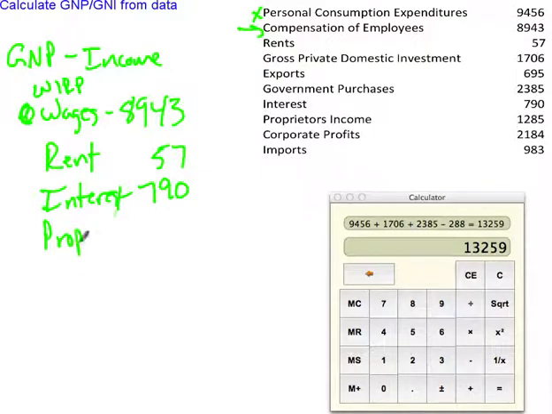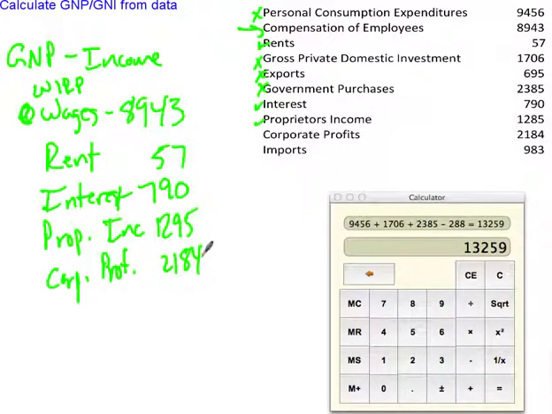Proprietor's income, that would be the business owner's income. That'd be 1295. That would count. So that one. This is expenditure. That one is. This is expenditure. Corporate profits, we would also count that. So it's income earned. So that's 2184. All right, and so that should be it.